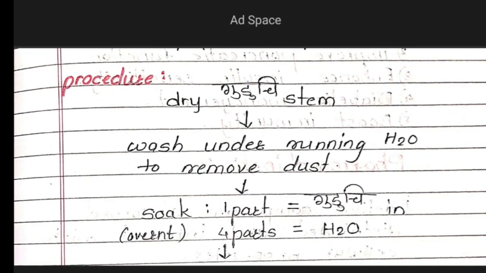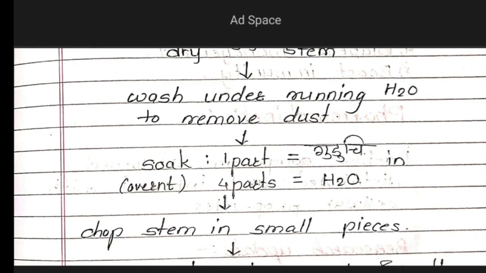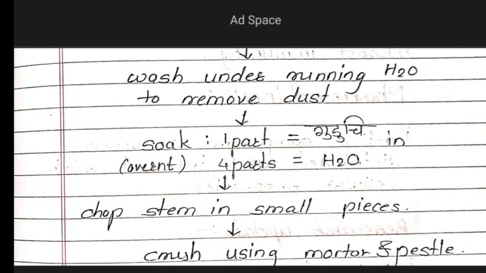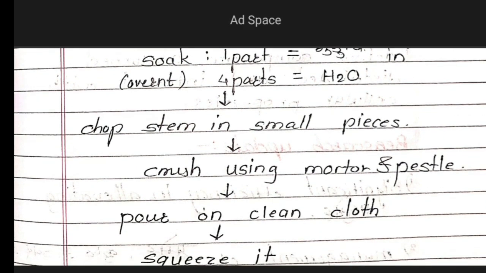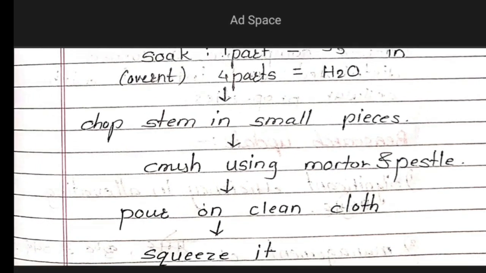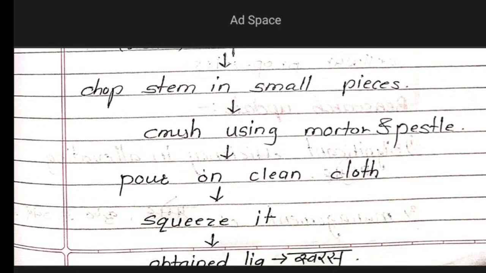Procedure: take dry Guduchi stem, wash under running water to remove the dust. Soak 1 part of Guduchi in 4 parts of water overnight. Then in the morning, chop them in small pieces. Then crush using mortar and pestle. Then pour on a clean cloth and squeeze it. After squeezing, we obtain some liquid. That liquid is called Swarasa.